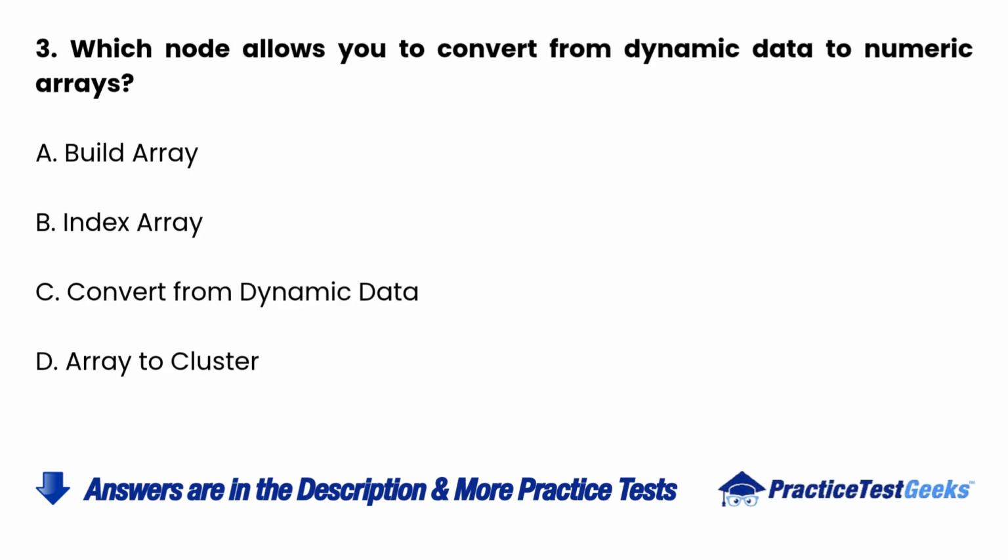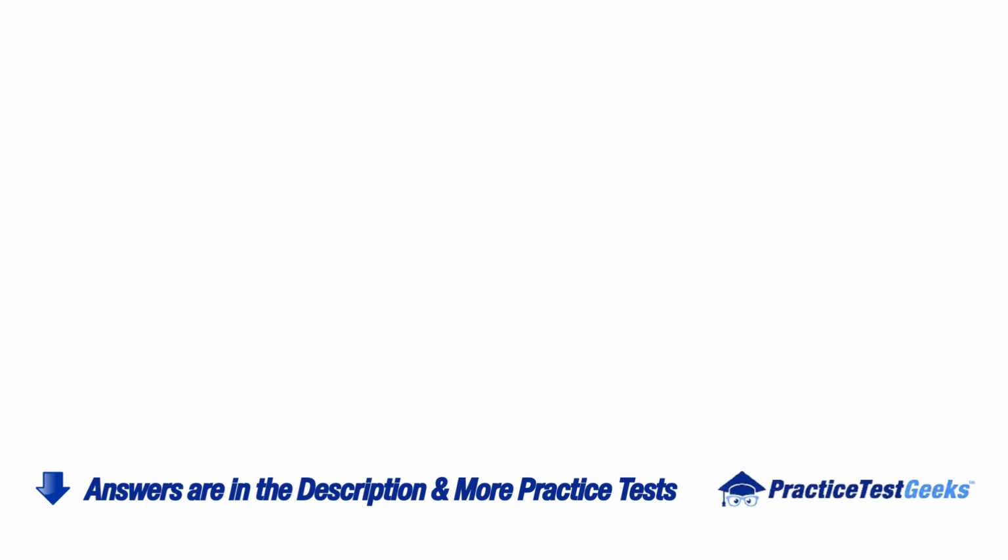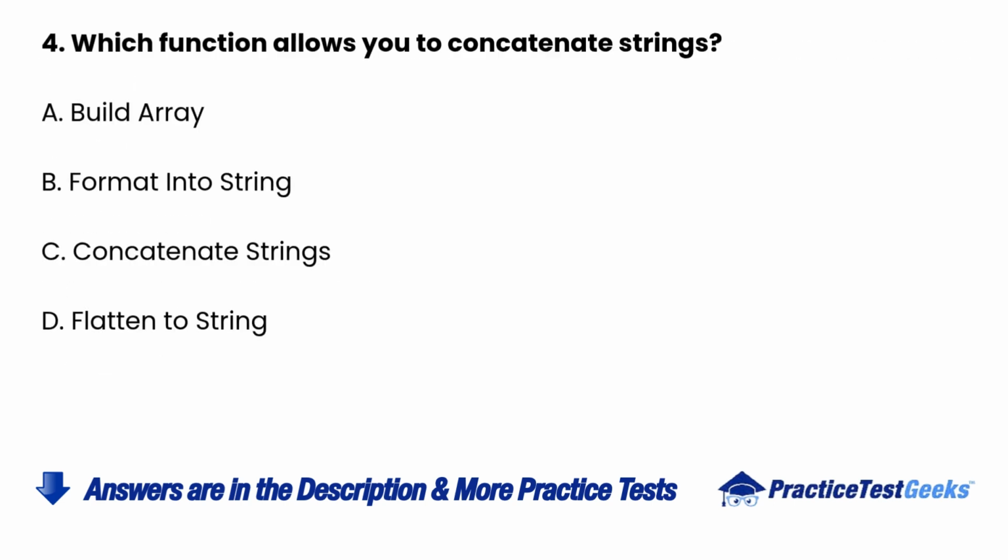3. Which node allows you to convert from dynamic data to numeric arrays? A. Build array. B. Index array. C. Convert from dynamic data. D. Array to cluster. 4. Which function allows you to concatenate strings? A. Build array. B. Format into string. C. Concatenate strings. D. Flatten to string.